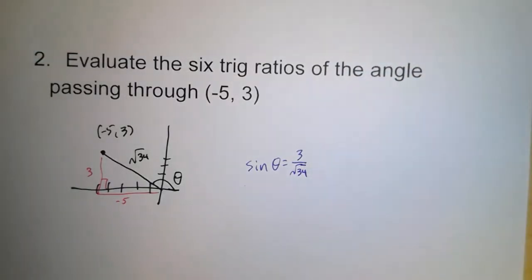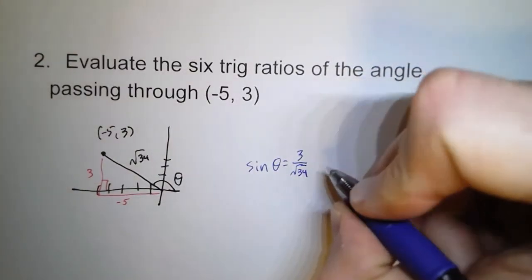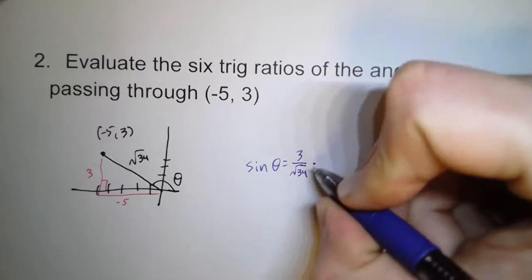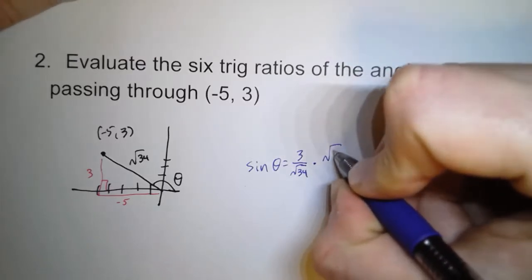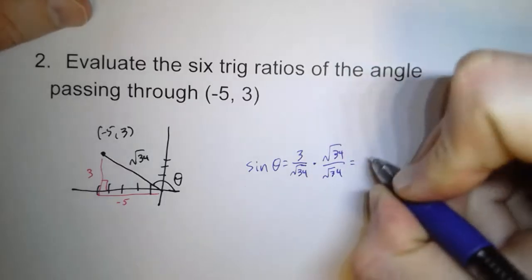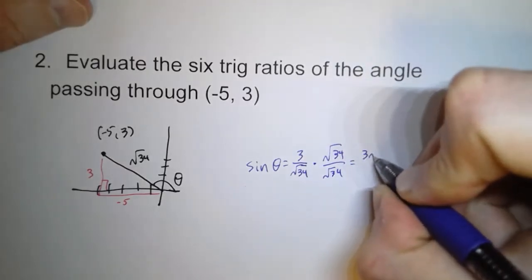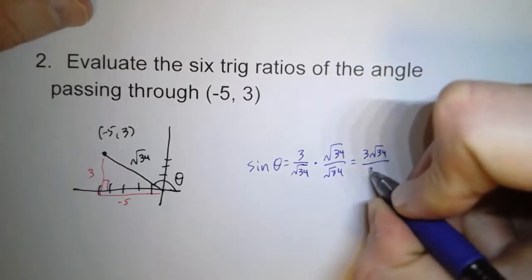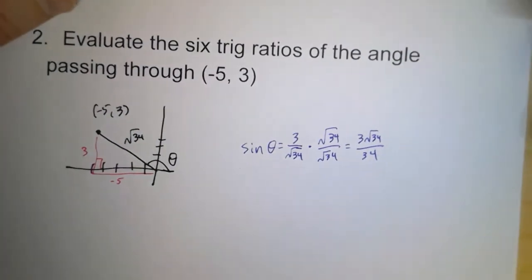Now, if you have a teacher that insists on rationalizing that, then you need to multiply this fraction by square root of 34 over square root of 34. And so you get 3 square root of 34 over 34 for your sine ratio.